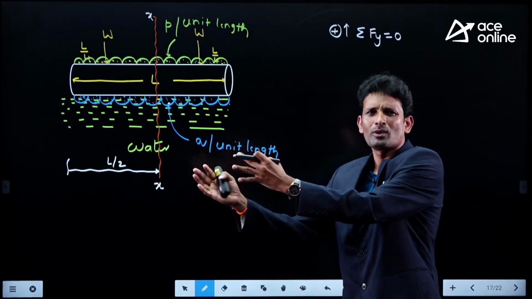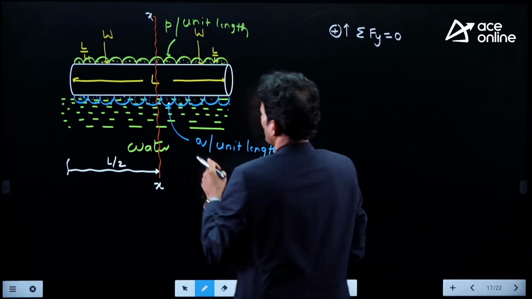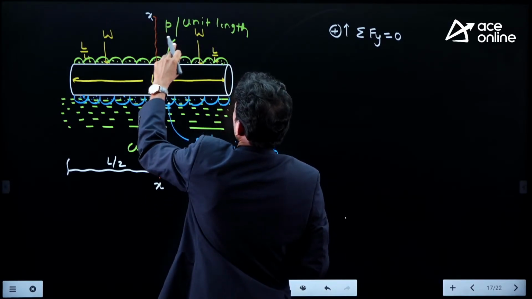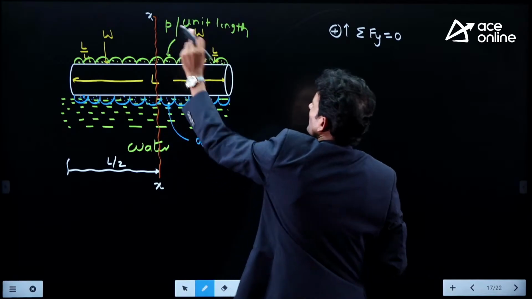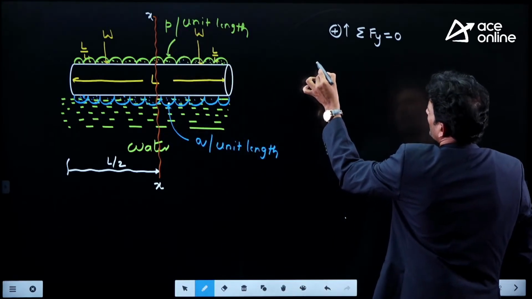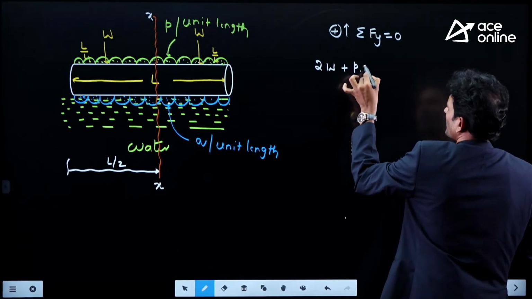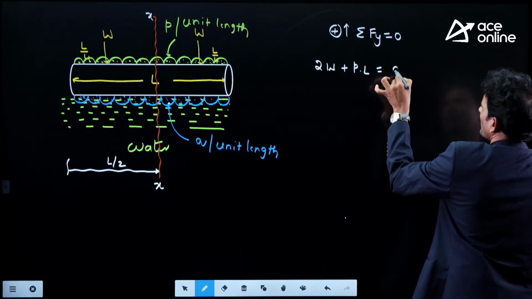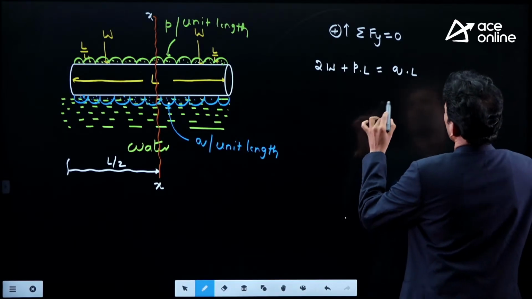Upward forces I am writing on one side, downward forces on the other side. Here, Q into L, and here we have P into L, 2W, that is W plus W, so 2W plus P into L. Taking that to one side, it should be equal to Q into L. Bring this term to this side.